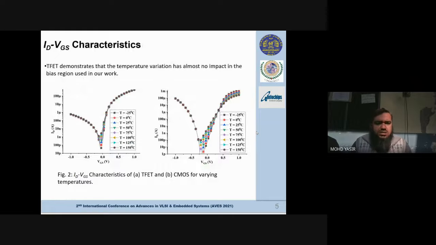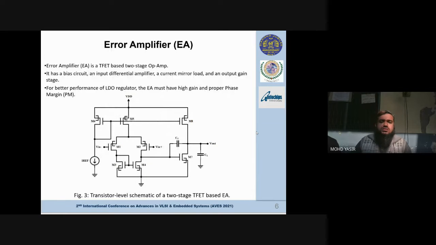These are the ID-VGS characteristics for CMOS as well as TFET, with a temperature variation of minus 25 degrees centigrade to 150 degrees centigrade. These ID-VGS characteristics show that for TFET the temperature variation has almost no impact in the bias region used in our work. This is the error amplifier, which is basically a two-stage TFET based op amp.